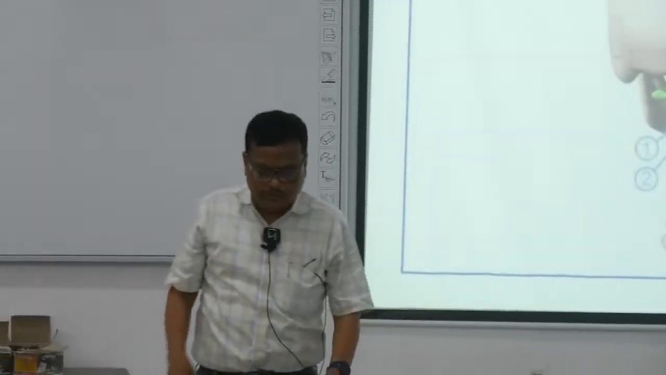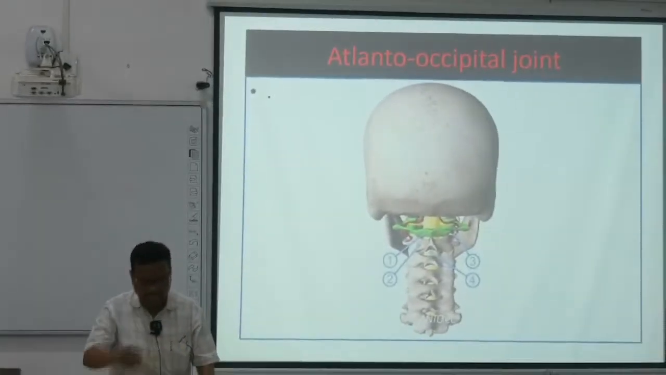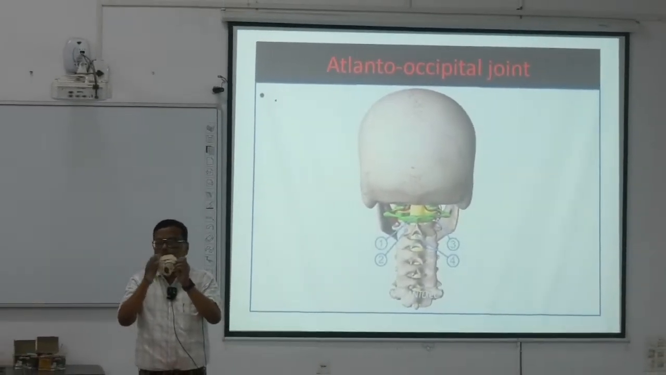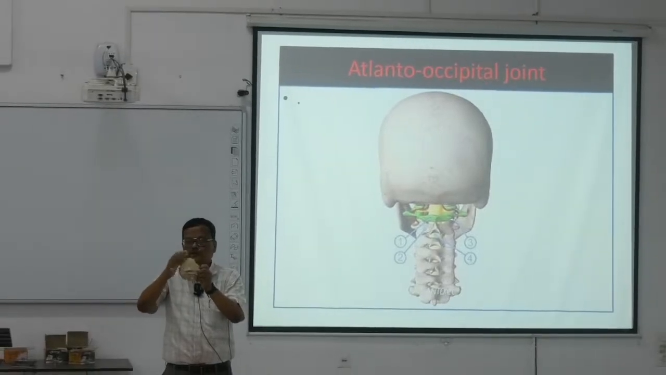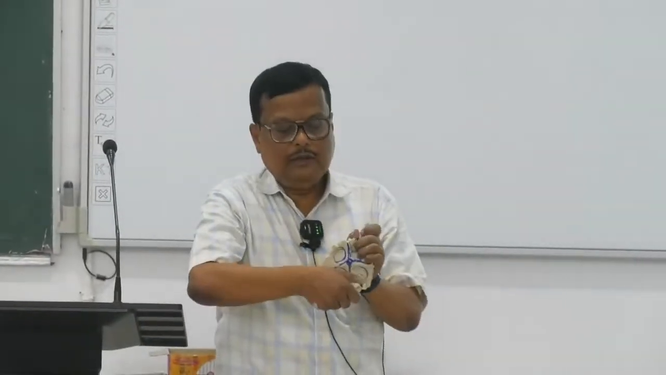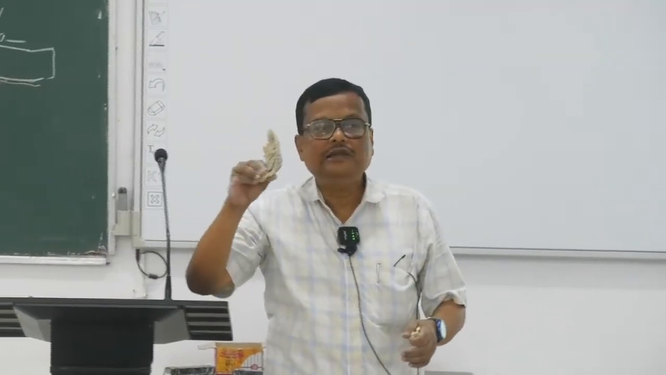It is a joint between... this is the occipital bone. This is the outer surface or external surface. This is the internal surface. And this is called the basilar part of the occipital bone. This part we call the basilar part.